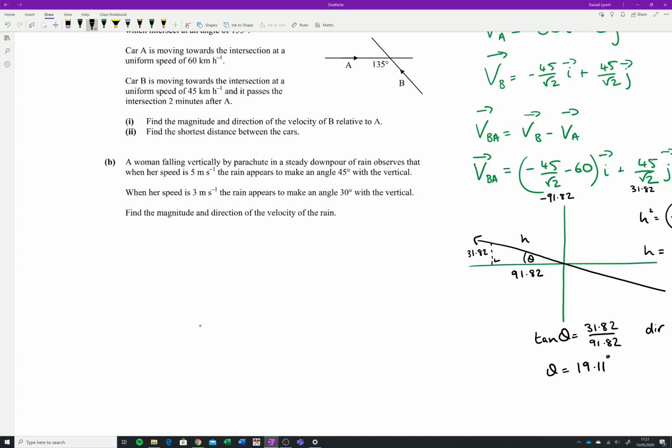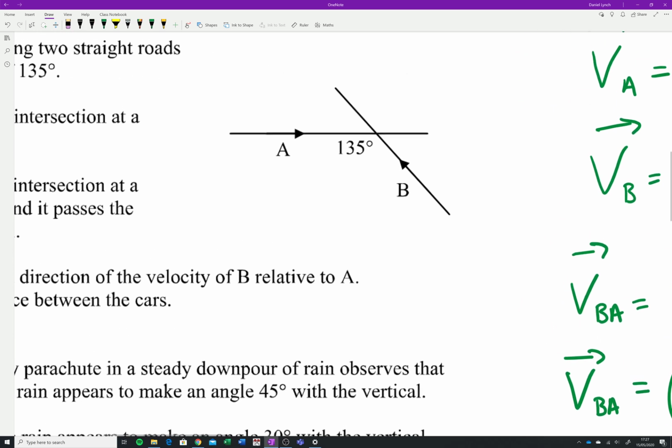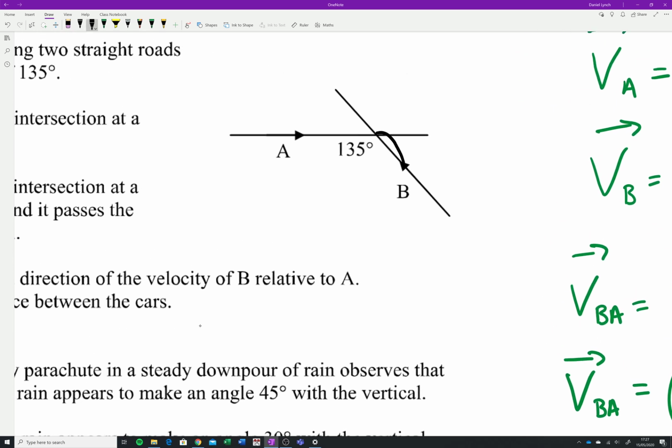Find the shortest distance between the cars. So let's have a quick read of it. 2 cars traveling on straight roads. Car A is moving towards the intersection at a uniform speed of 60 kilometers per hour. Okay, we've had that. Car B is moving towards the intersection at a uniform speed of 45 kilometers per hour, and it passes the intersection 2 minutes after A. So B is going to make it all the way there, but he'll arrive 2 minutes after A.